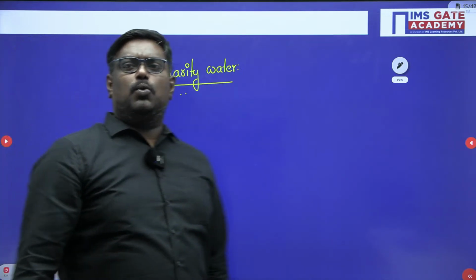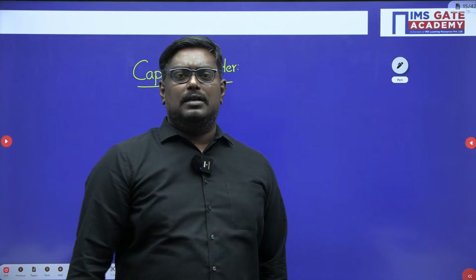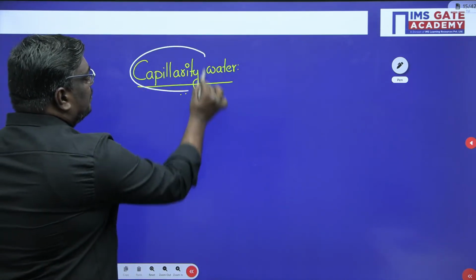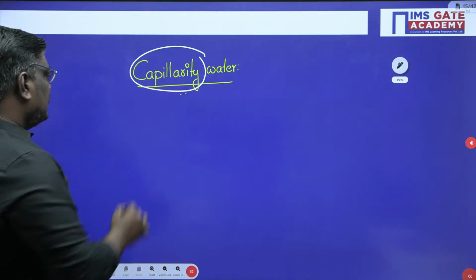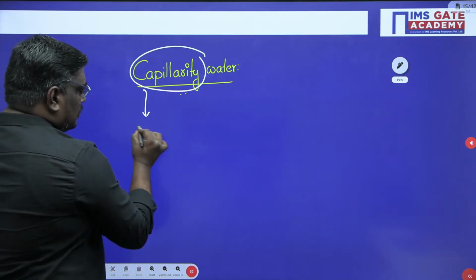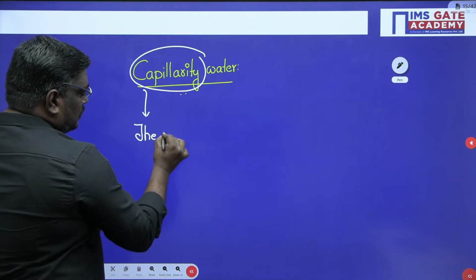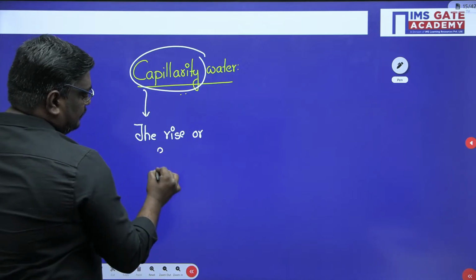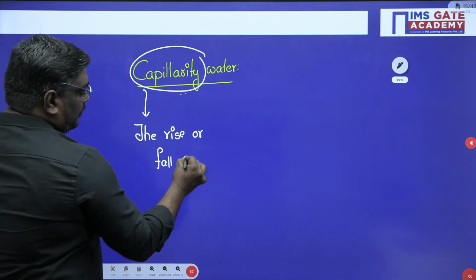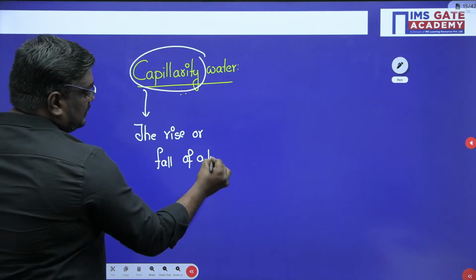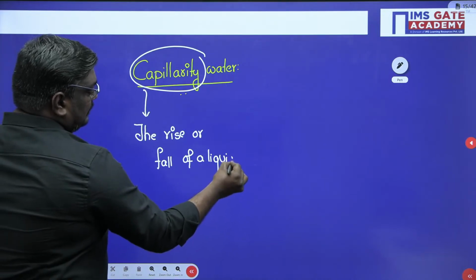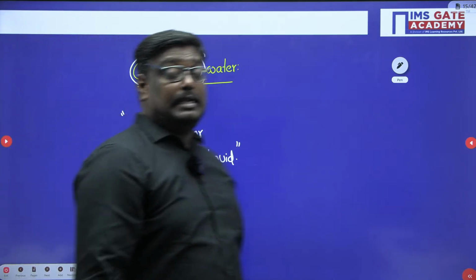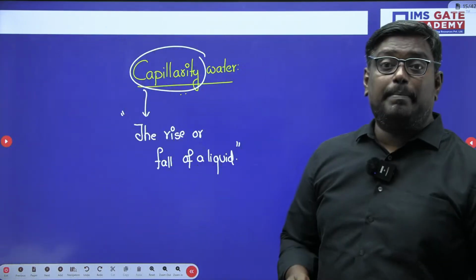Now let me tell you what you mean by capillarity water. Before understanding capillarity water, let us understand this term: what do you mean by capillarity? Now see, students, the rise or fall of a liquid is known as capillarity. The rise or fall of a liquid is known as what, my dear students? It is nothing but the capillarity.